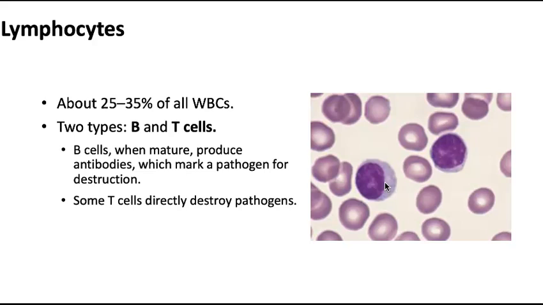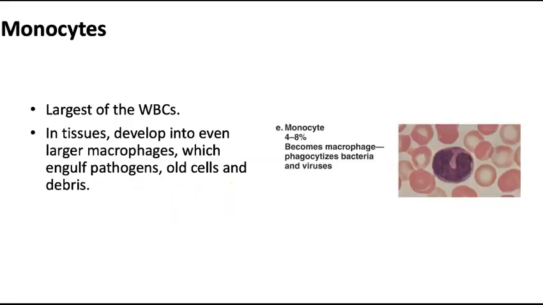When they mature, they differentiate into what are called plasma cells that are going to produce antibodies, which help to mark the pathogen in our body, let's say like a bacterial cell, so that our immune cells know to go and destroy it. Our T cells, especially our cytotoxic or killer T cells, are going to be able to directly destroy pathogens. And then we have our monocytes, which are the largest of our white blood cells.